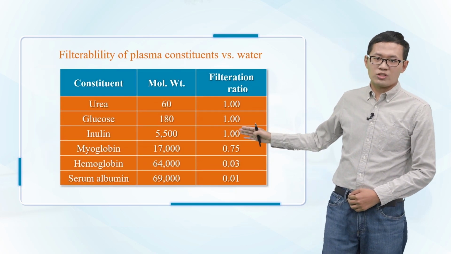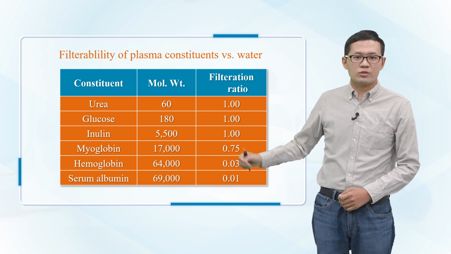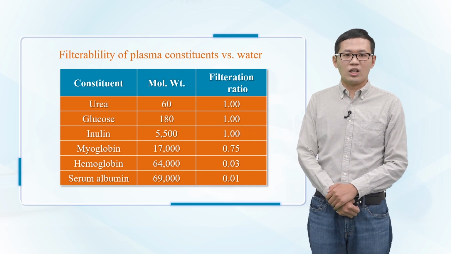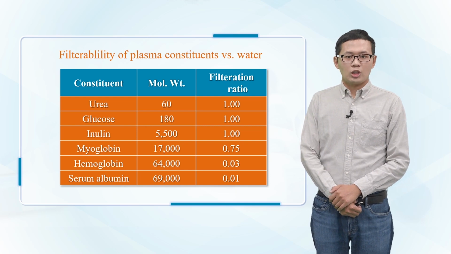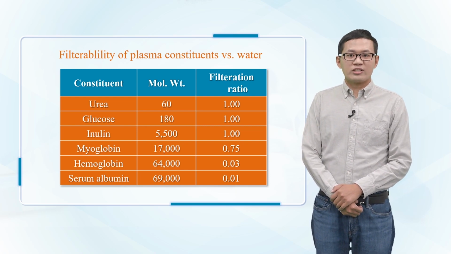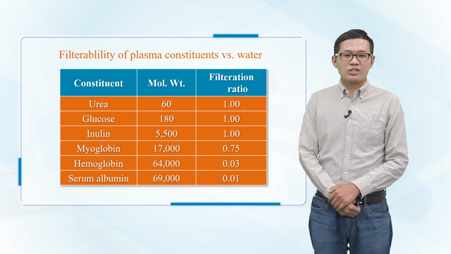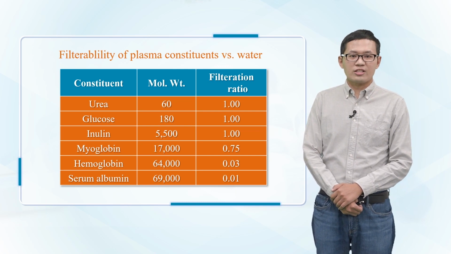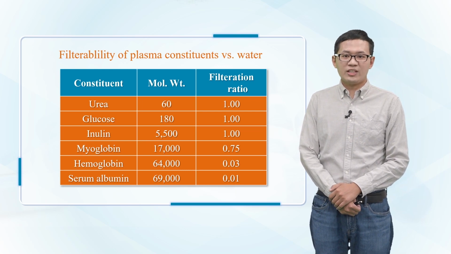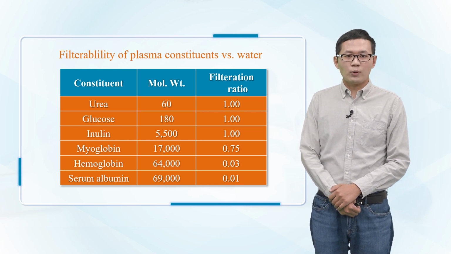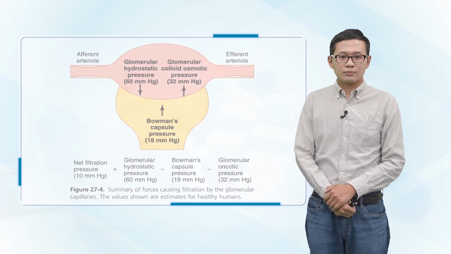This table shows the filterability of substances by glomerular capillaries based on molecular weight. Note that electrolytes such as sodium and small organic compounds such as glucose are freely filtered. As the molecular weight of the molecule approaches that of albumin, the filterability rapidly decreases, approaching zero.